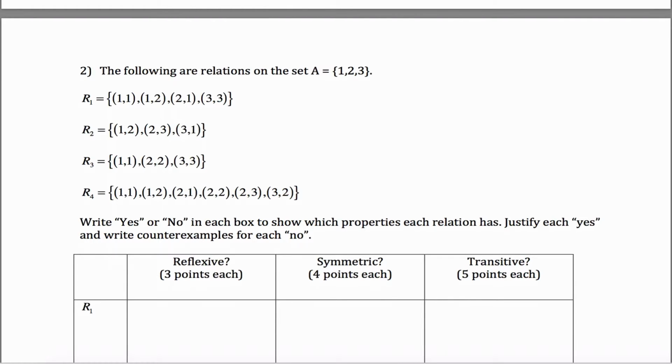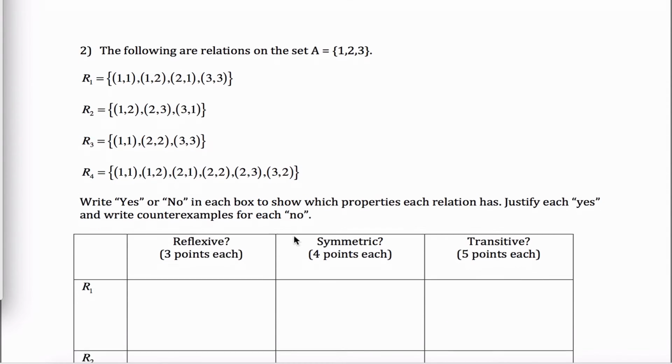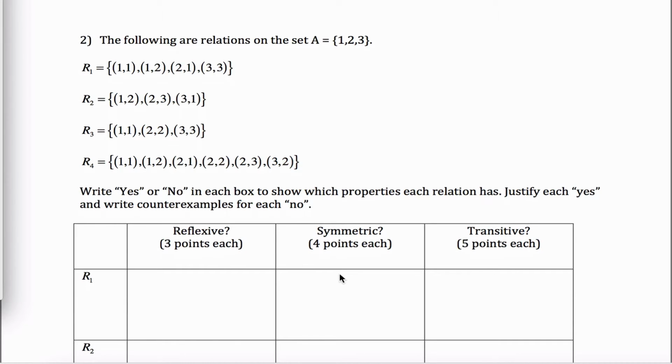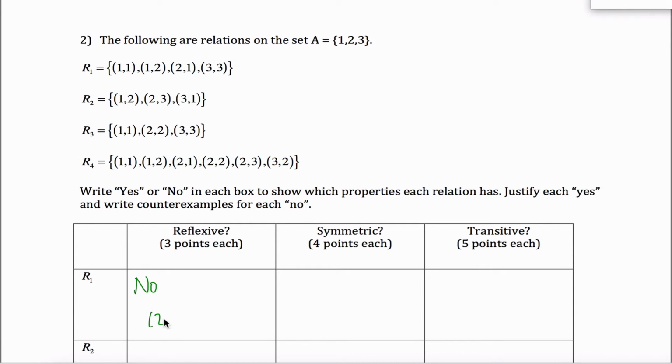Now you're given a completely different topic here, relations. And so you're given these different relations, and you're asked, is the relation reflexive, symmetric, and transitive for each of them? So for this first one, is it reflexive? No, it's not reflexive. And one way you could say that is 2, 2 is not in R. This element is not in my relation, R1, I guess I should say. And to be reflexive, it needs an arrow from 1 to 1, 2 to 2, and 3 to 3. It's missing 2 to 2.